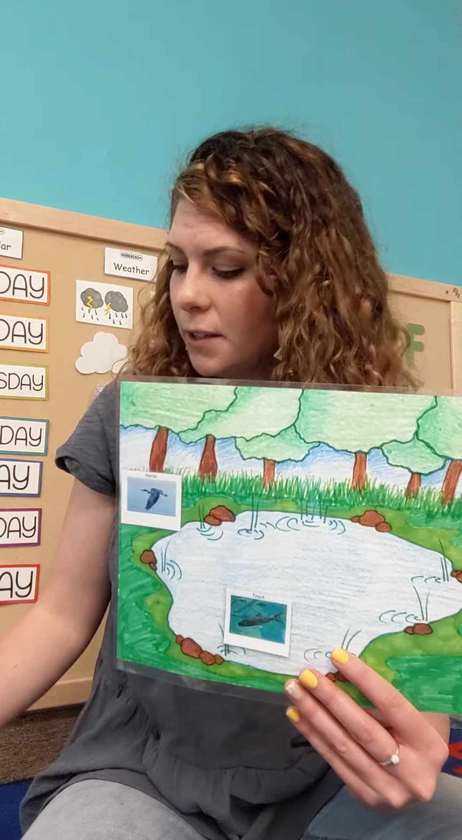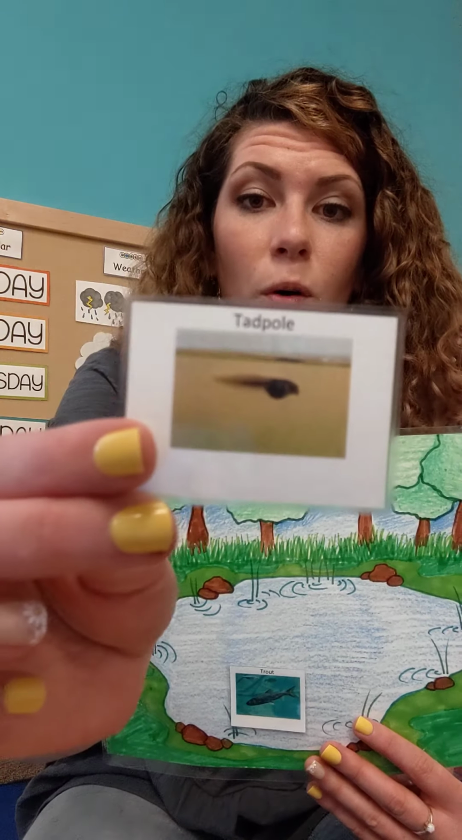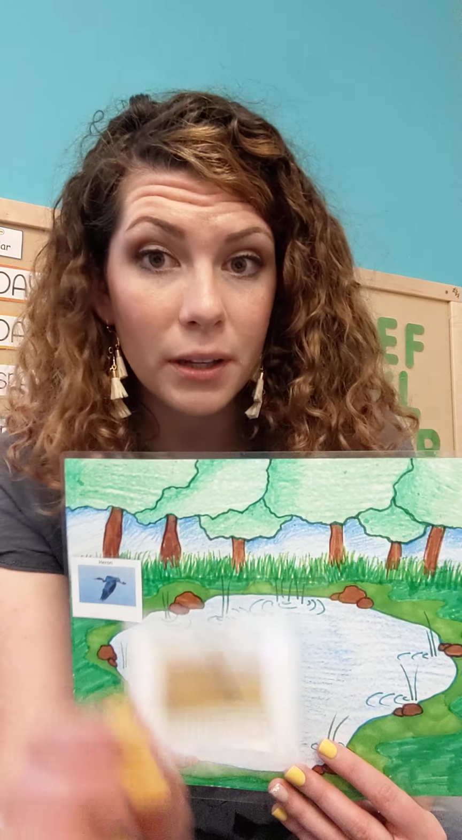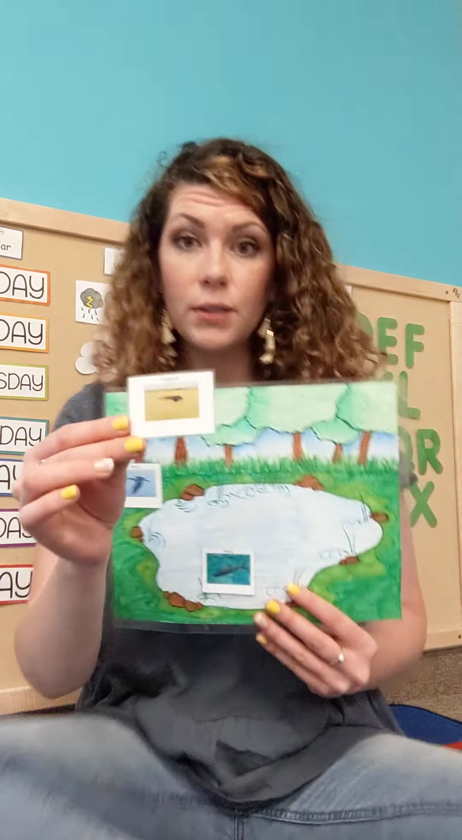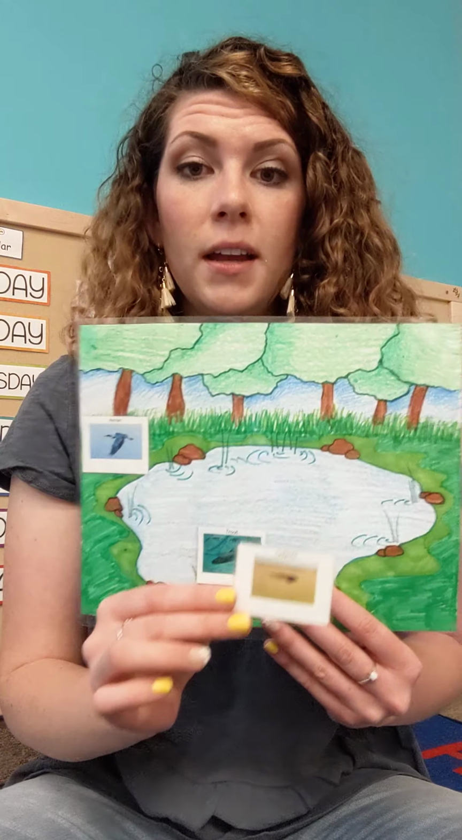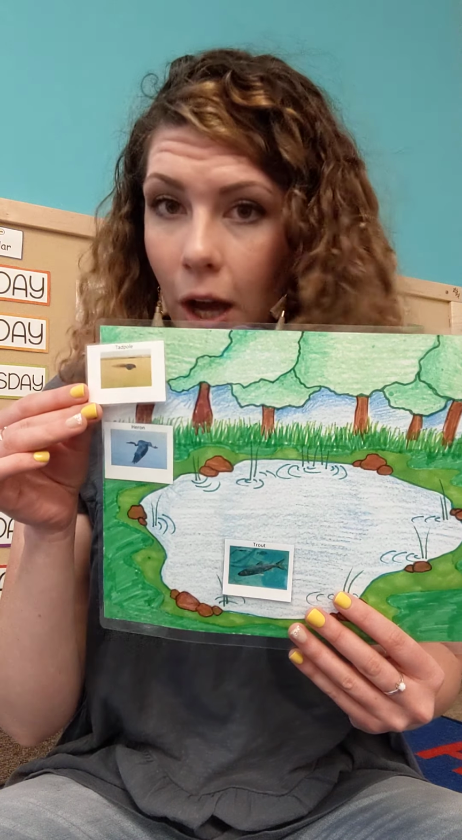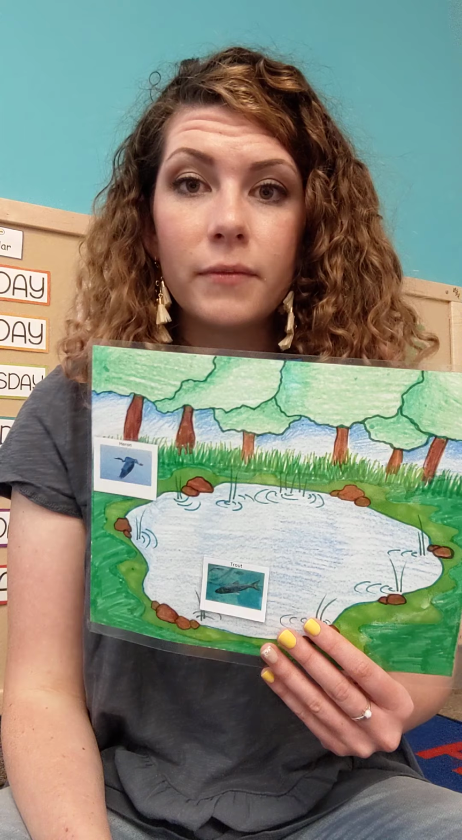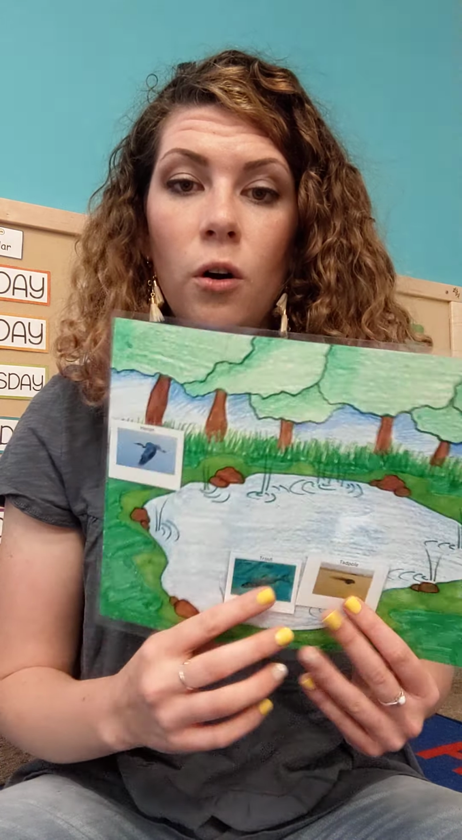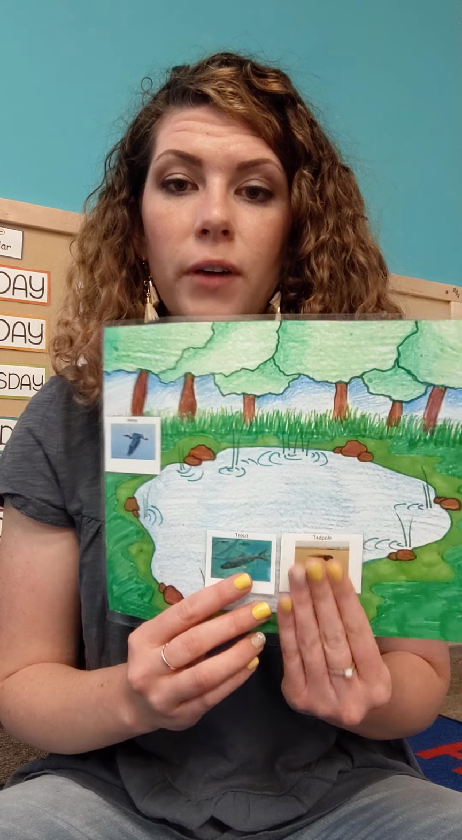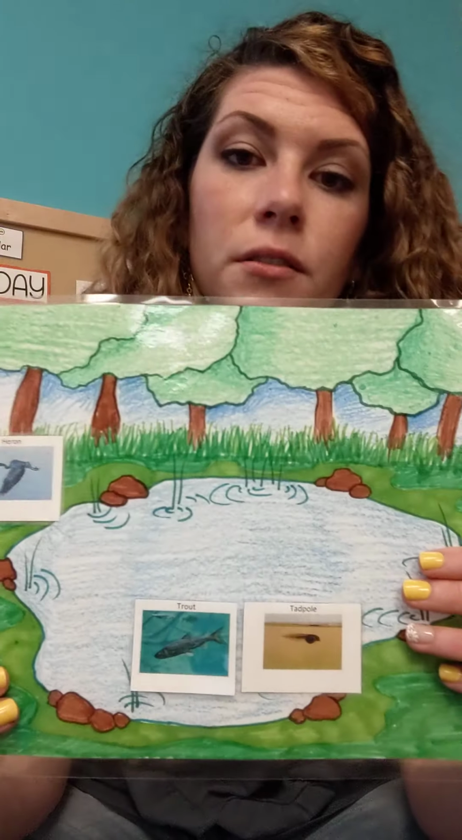All right, the next one we've got here is a tadpole. Now, who knows what a tadpole is? Who knows what a tadpole becomes when it grows up? Tadpoles are baby frogs. So when a tadpole gets older, it will become a frog. Now, do tadpoles live in trees? No. Where do they live? Tadpoles live in the lake. That's right. So we'll give him a little home right next to our trout friend. So there we go. There's our tadpole.